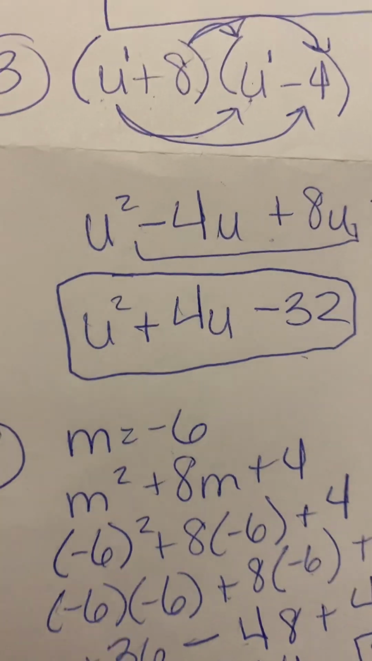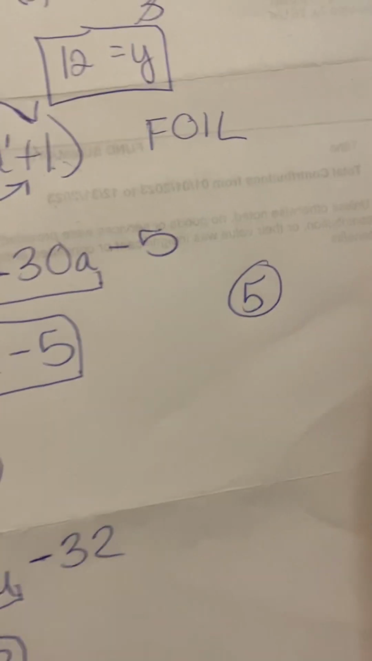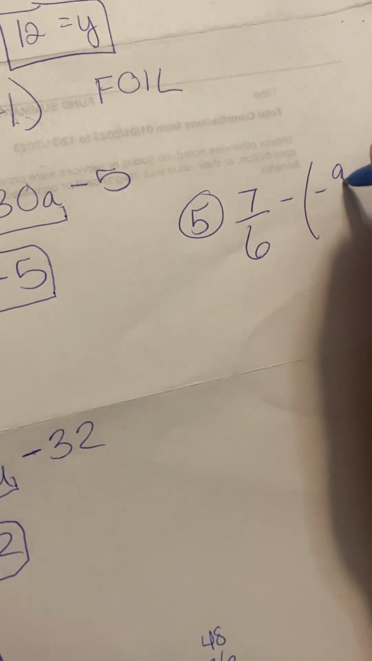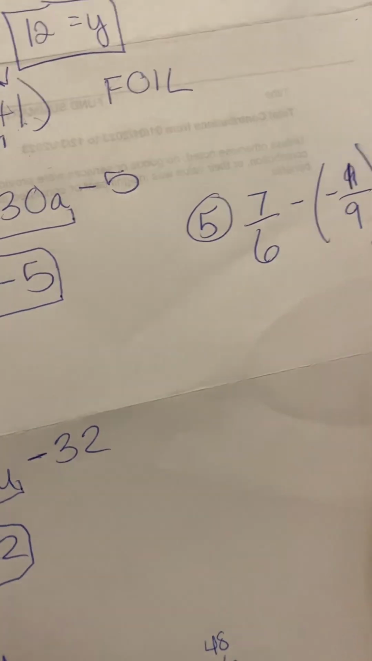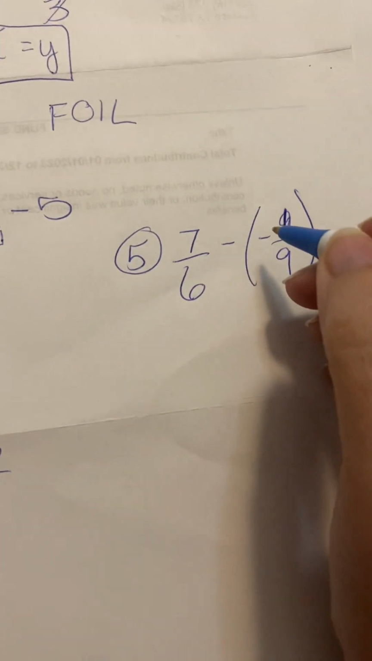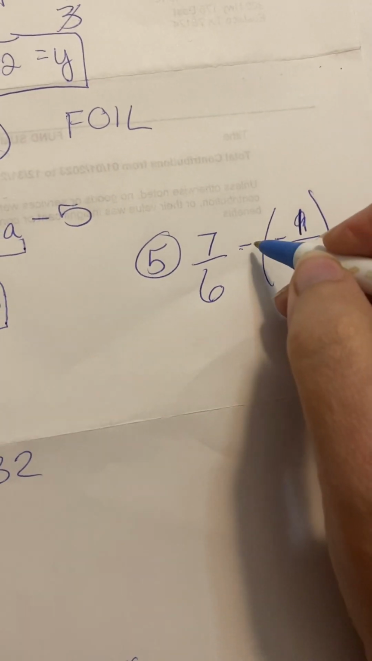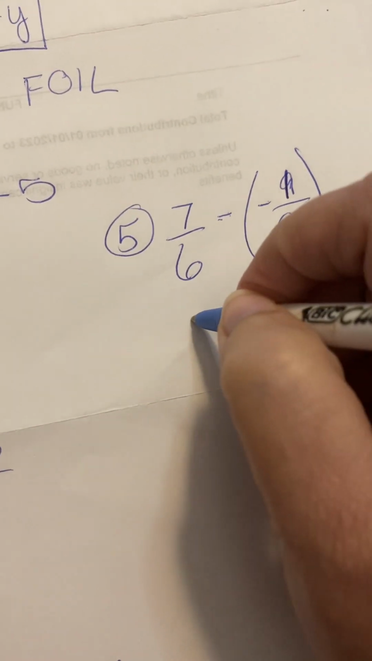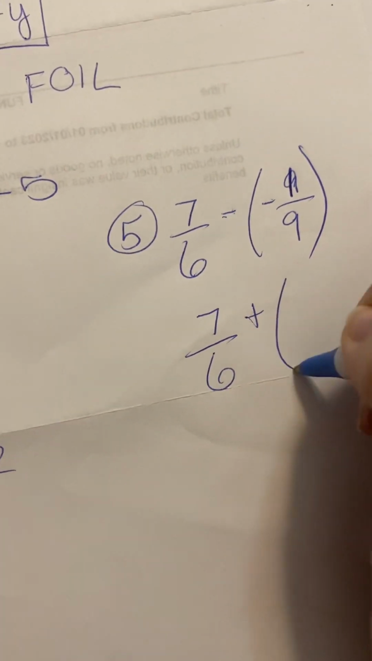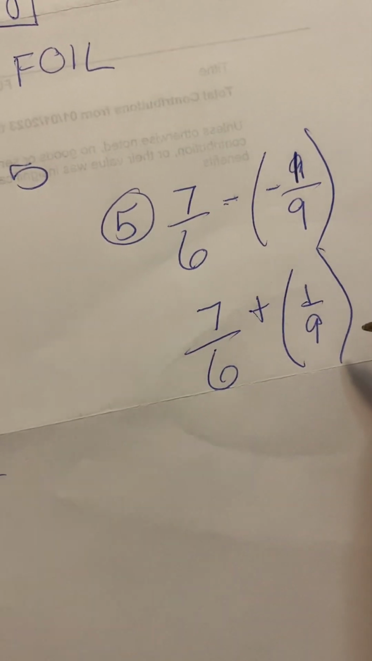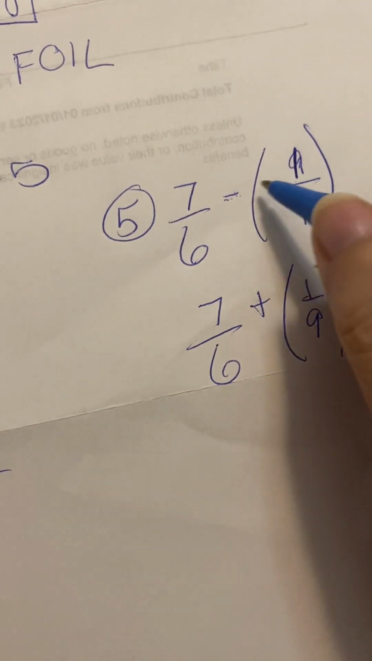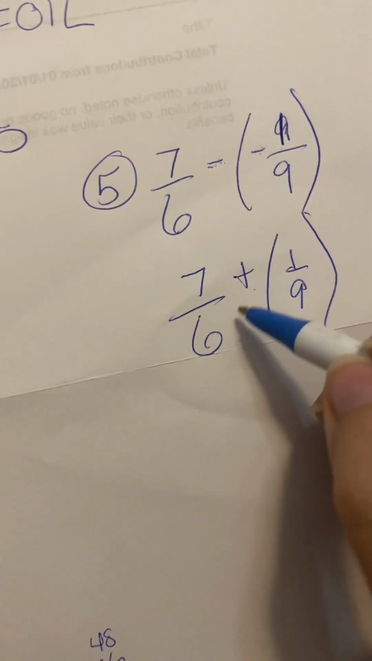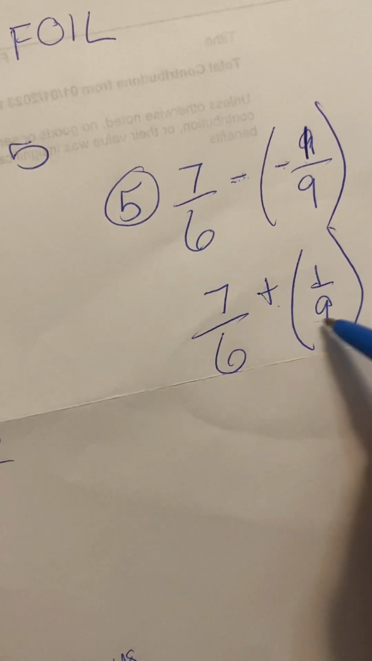And number 5, the last one you sent me was 7/6 minus negative 1/9. Okay, minus a negative. Remember, negative means opposite of. So the opposite of subtraction is addition. Or you could look at it as minus a negative, negative times a negative is positive. Either way, we need a common denominator here.